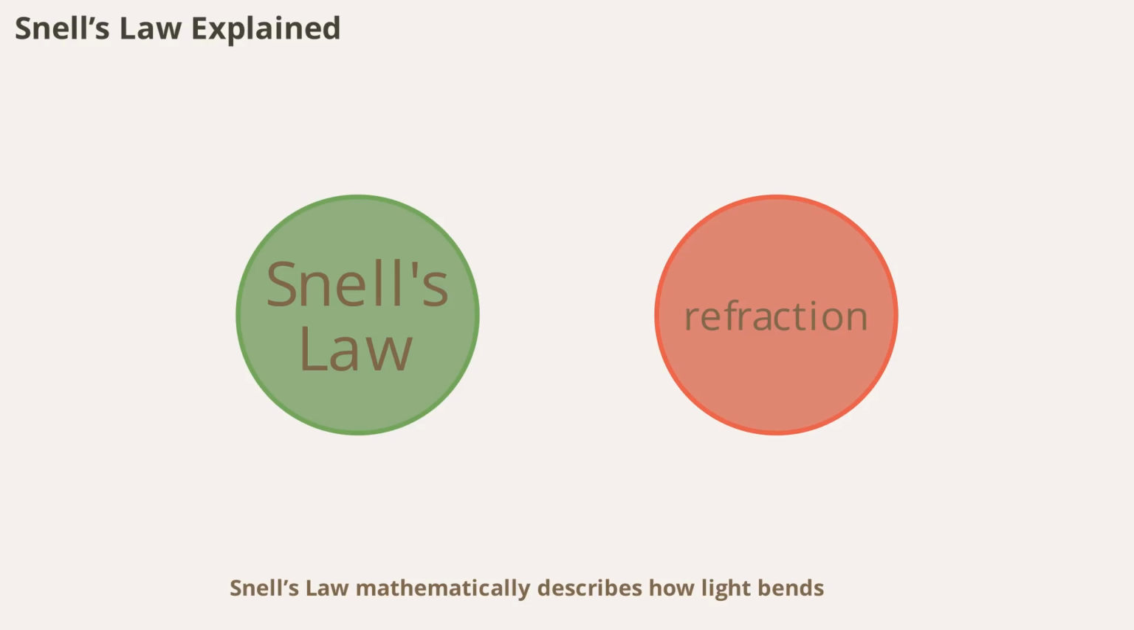Snell's law mathematically describes how light bends when it passes from one medium to another. It relates the angle of incidence and the angle of refraction to the refractive indices of the two media. This law is essential for calculating how much light will bend and is widely used in designing lenses and optical instruments. Snell's law is a cornerstone of modern optics.